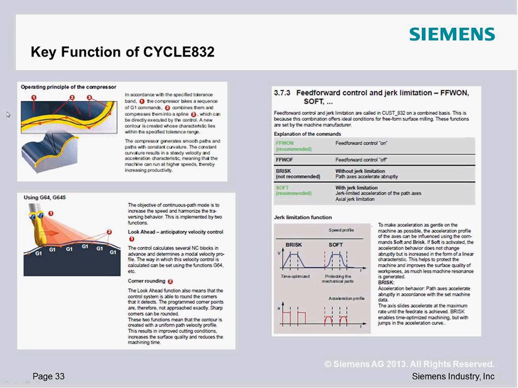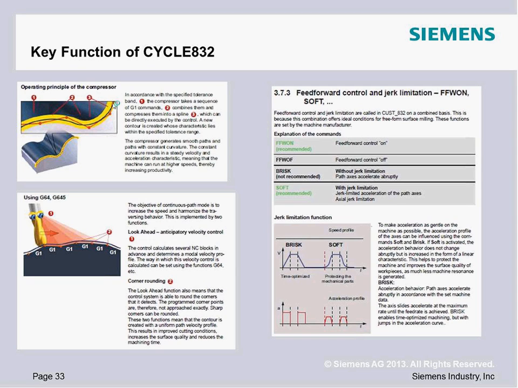Now, what is the value really doing? Well, what it does on our end is in CYCLE832, we're doing what we call a compressor. And what a compressor really does is it's taking these point-to-points that you just gave it in this part program, and we're transposing a spline or a curve through all of these points, because what we're trying to do is figure out what the original curve of the part was in the first place.